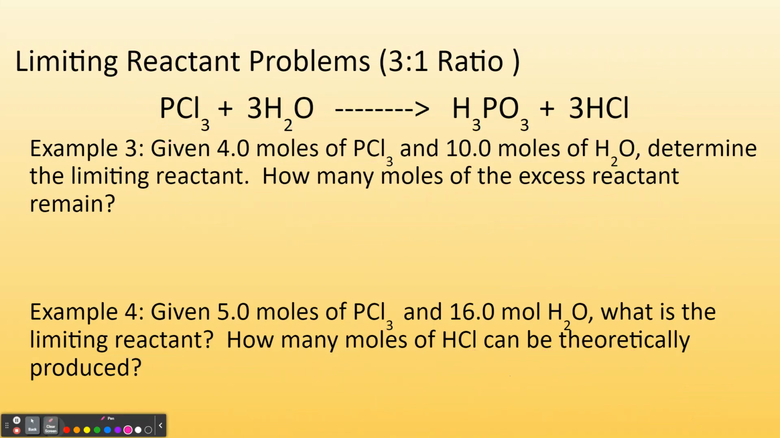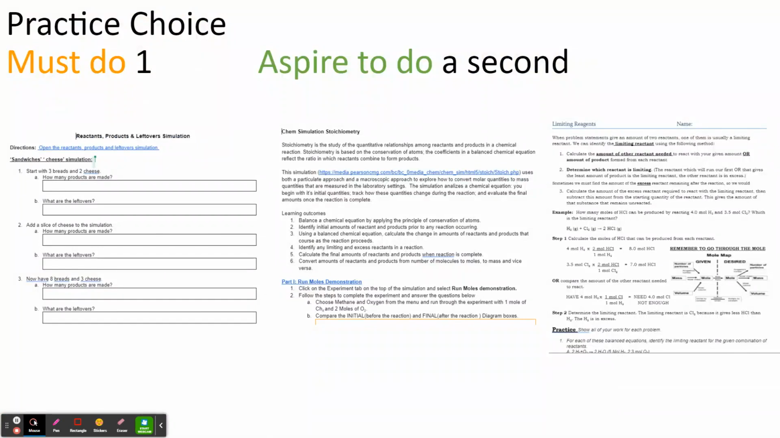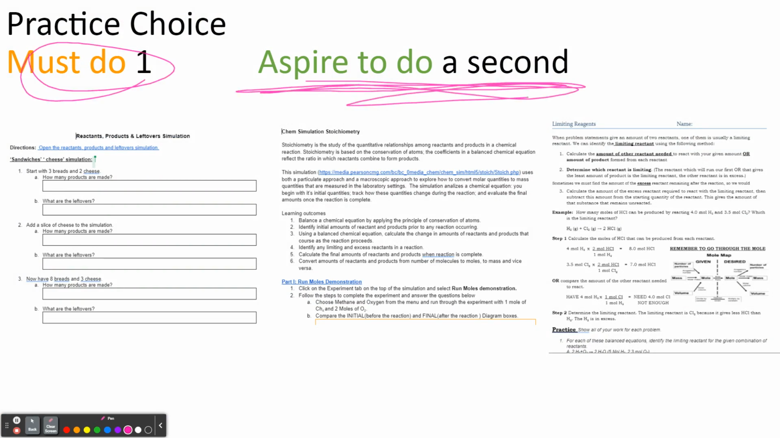So we're going to do some more practice now. If you have questions, make sure you ask them of me or somebody that's on the same lesson as you. You have 3 choices here. You must do one. You can do a second for aspire. So these are your options.